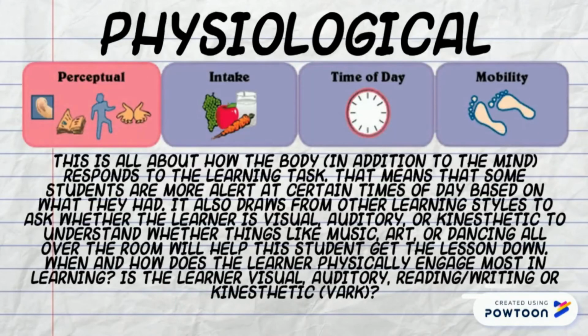Next is physiological. This is all about how the body, in addition to the mind, responds to the learning task. That means that some students are more alert at certain times of the day or depending on what they ate. It also draws from other learning styles to ask whether the learner is visual, auditory, or kinesthetic, to understand whether things like music, art, or dancing all over the room will help the student get the lesson down. When and how does a learner physically engage most in learning? Is the learner visual, auditory, reading or writing, or kinesthetic?